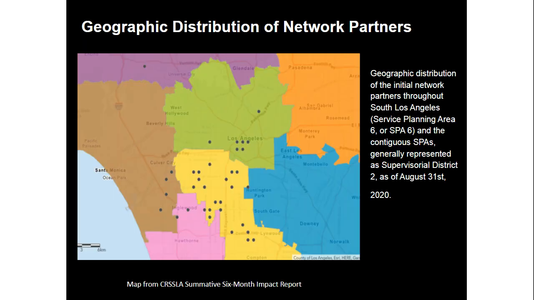Here's a map of the distribution of the various partners within CRSSLA, and this map, we included it in the report that I helped to write. So as you can see, a lot of the organizations are located within South Los Angeles Service Planning Area 6 and also the neighboring service planning areas, generally represented as Supervisorial District 2.